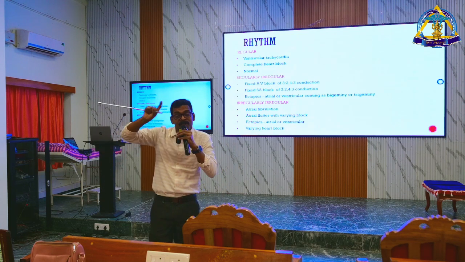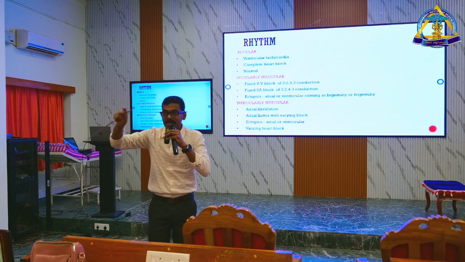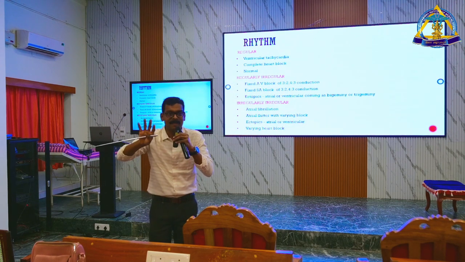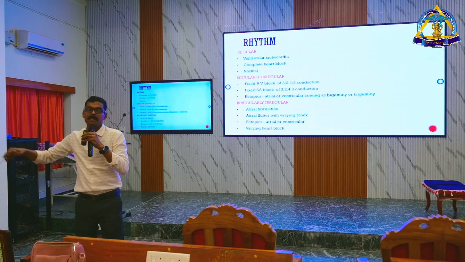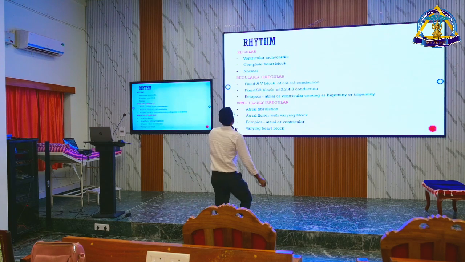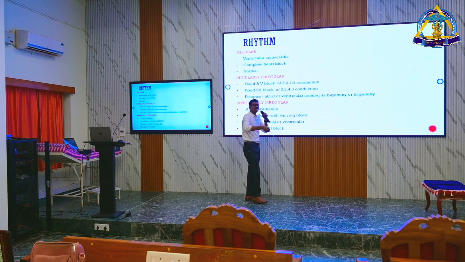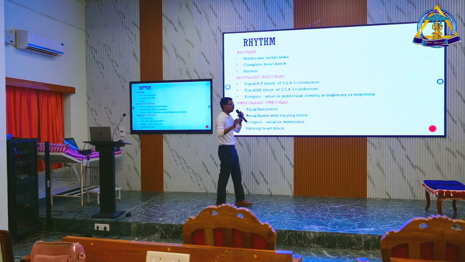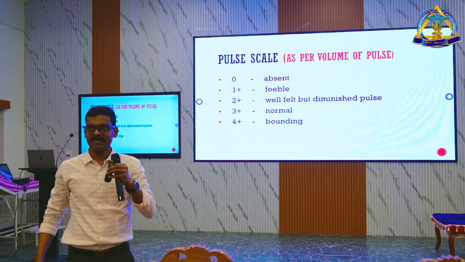If you have a 4 to 3 conduction, out of 4 electrical activities, only 3 will produce a pulse. Means after 3 beats, a gap. After 3 beats, a gap. So this is called a regularly irregular rhythm. Again, this can be for AV block or SA block. The ratio could be 4 to 3, 5 to 4, like that.